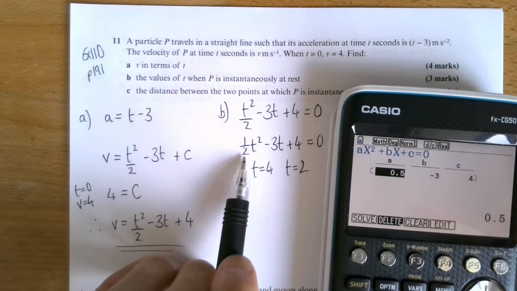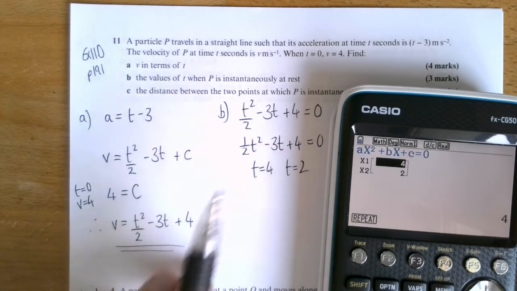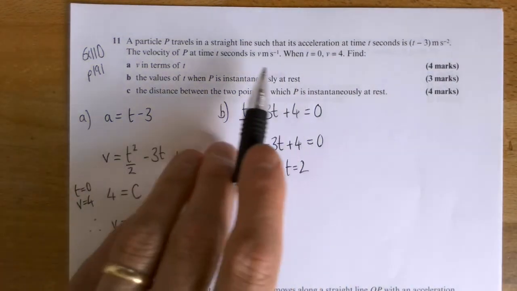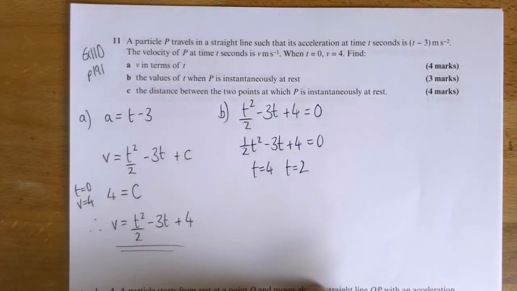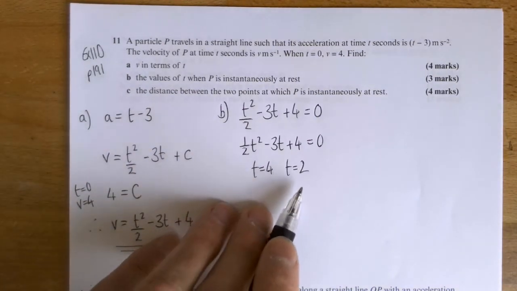Okay, so I just typed in a is a half, b is minus 3, c is 4, and that gave me my 2 answers. Just a quick check that those are 2 valid answers. Yeah, we've got no range of t that we're told to consider. So that's the answer to part B.